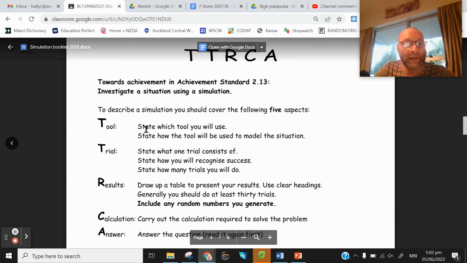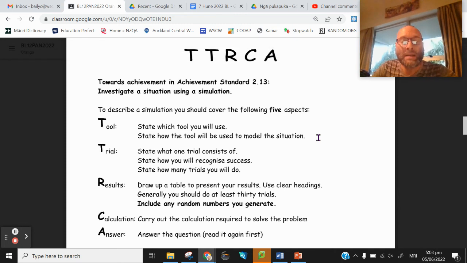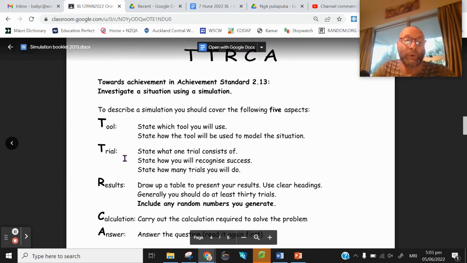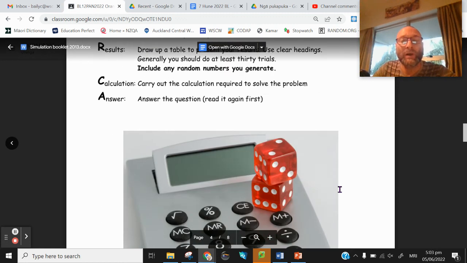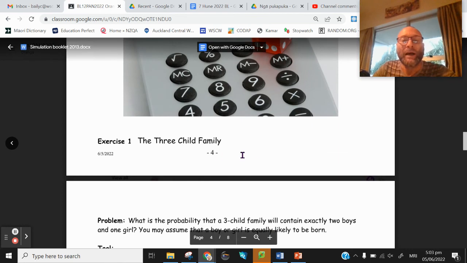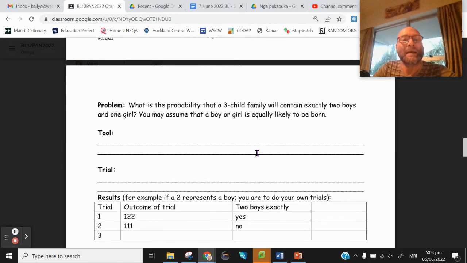TTRCA. Tool. You've got to state what tool you're going to use. My recommendation is going to be the random number generator. Today we're going to talk about the trial and the results, as well as calculation and answer, by going into our first problem here, the 3-child family.